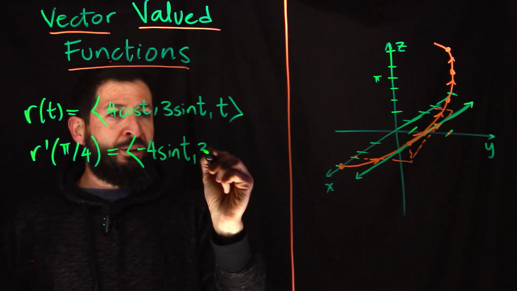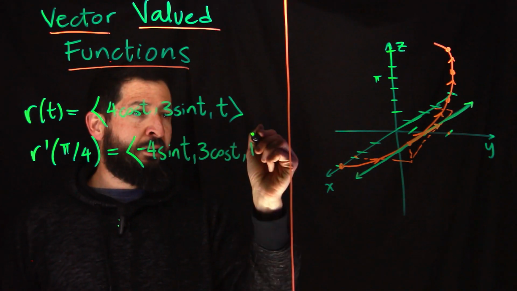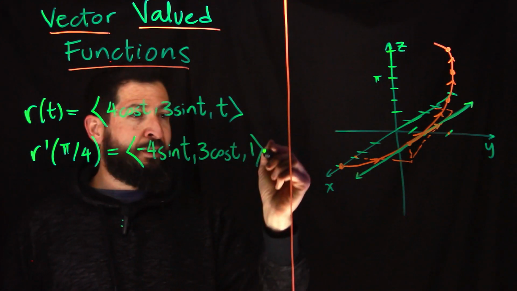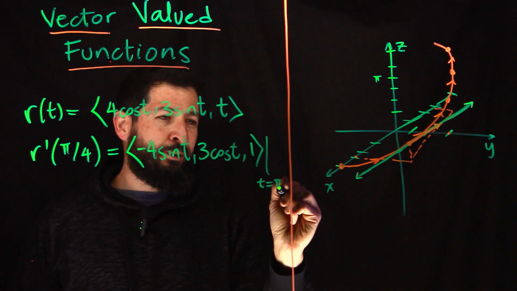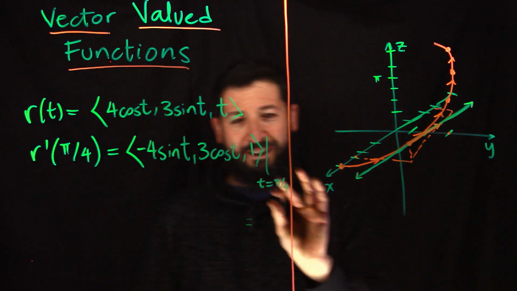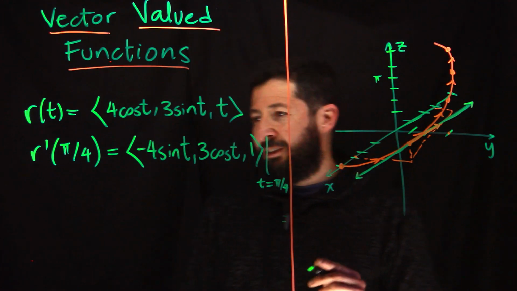Derivative of the sine is the cosine. And the derivative of t is 1. All of this has to be evaluated at pi over 4. So I'm going to write here t equals pi over 4. Barely fit it. I had to move it below, but it worked out. So we just have to evaluate, and that's going to give us a vector.